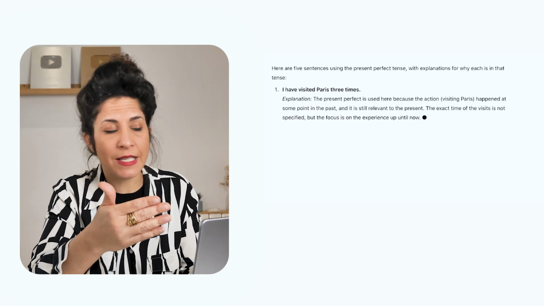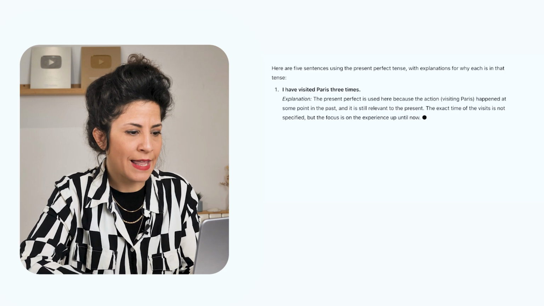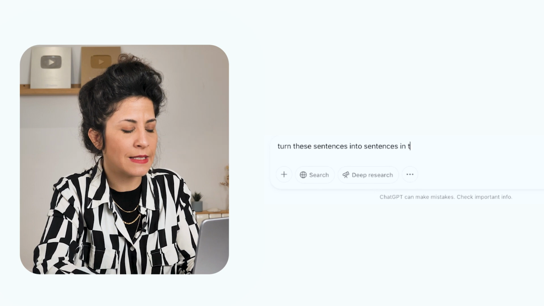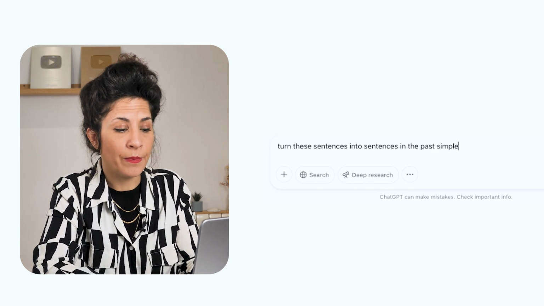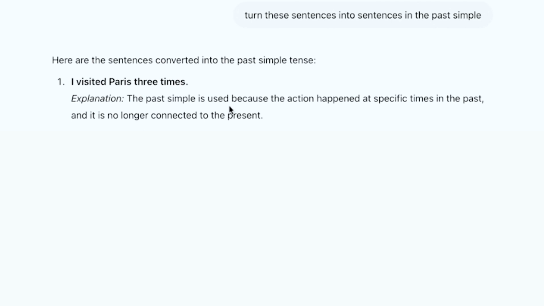So I could just look at the example sentences, or I could also refer to the explanation. And then turn these sentences into sentences in the past simple. And then you can kind of switch around between tenses and see why they're different. So for example, I visited Paris 3 times. An explanation: the past simple is used because the action happened at specific times in the past and it is no longer connected to the present. Okay, so you can see, you can compare the context, you can compare the structure. Great way to practice grammar.